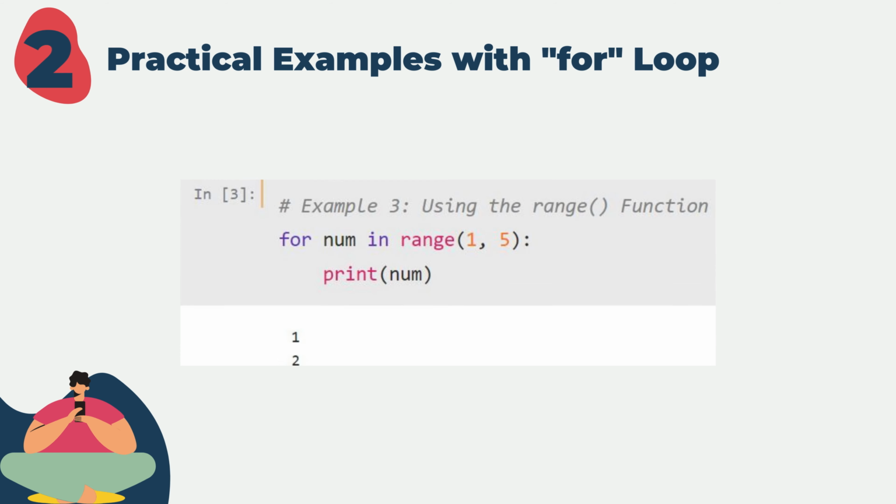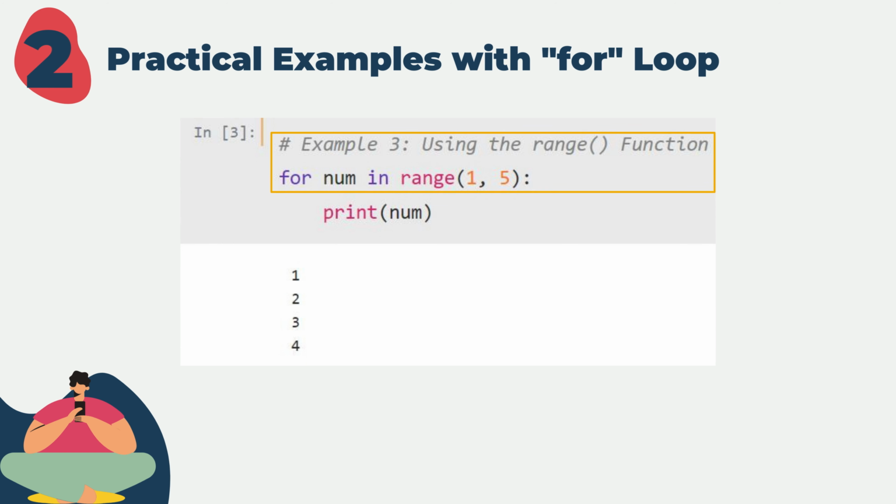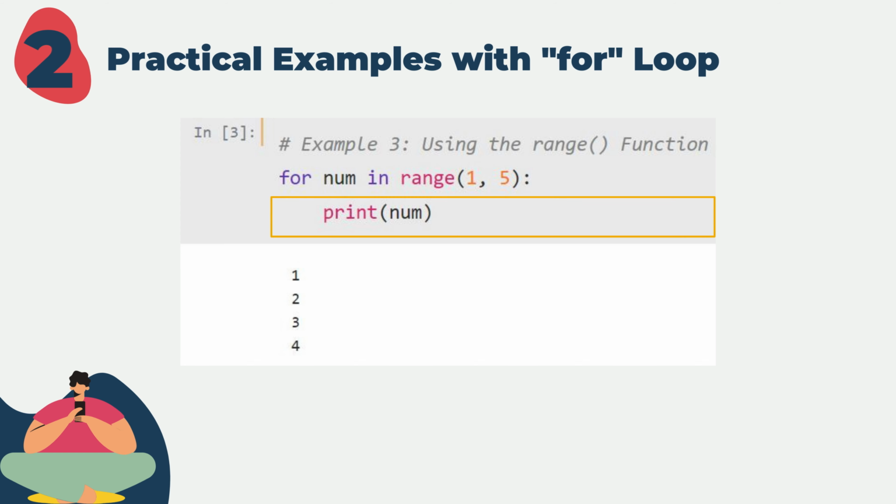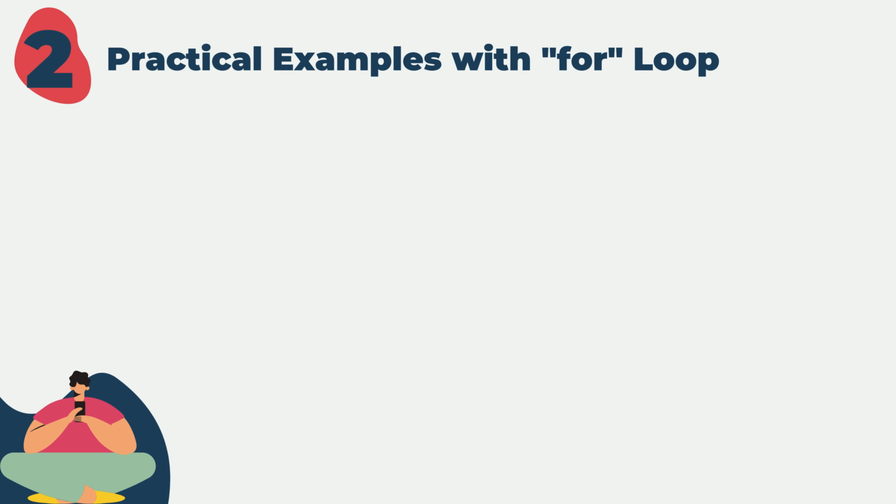Next, the range(1, 5) function generates a sequence of numbers from 1 to 4, excluding 5. The for loop then iterates over this sequence, and the variable number takes each value in each iteration. The print(number) statement inside the loop prints each number to the console. Can you modify the code example for iterating over the range 1 to 5 to print only even numbers? Give it a try and share your modified code in the comments below.